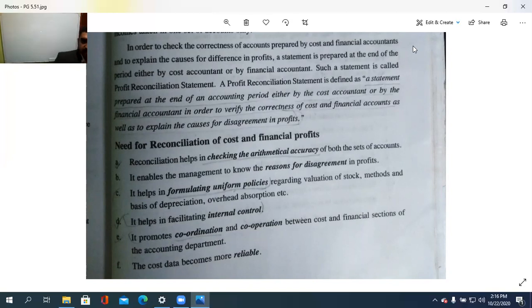So, these are the needs for reconciling the cost and financial profit, or what is the need for preparing this thing? One is to help the arithmetical accuracy of both the cases. Second is to enable the management to know the reason why there is disagreement in profit.